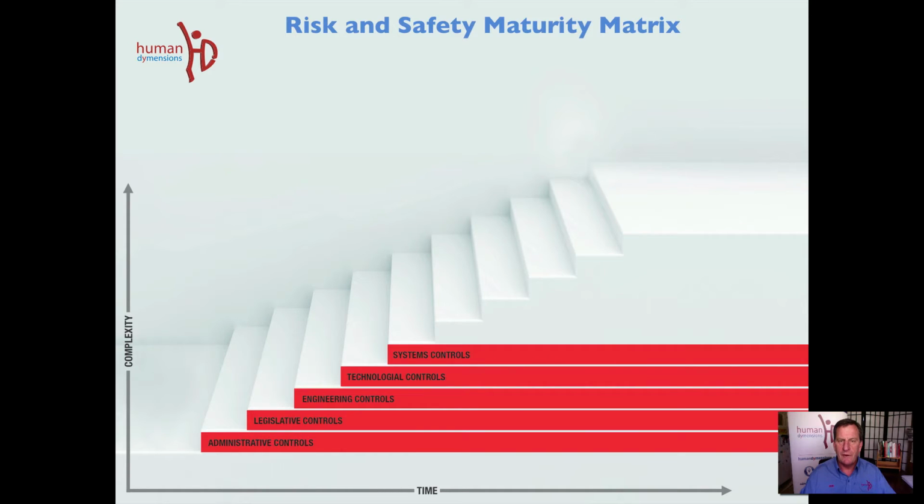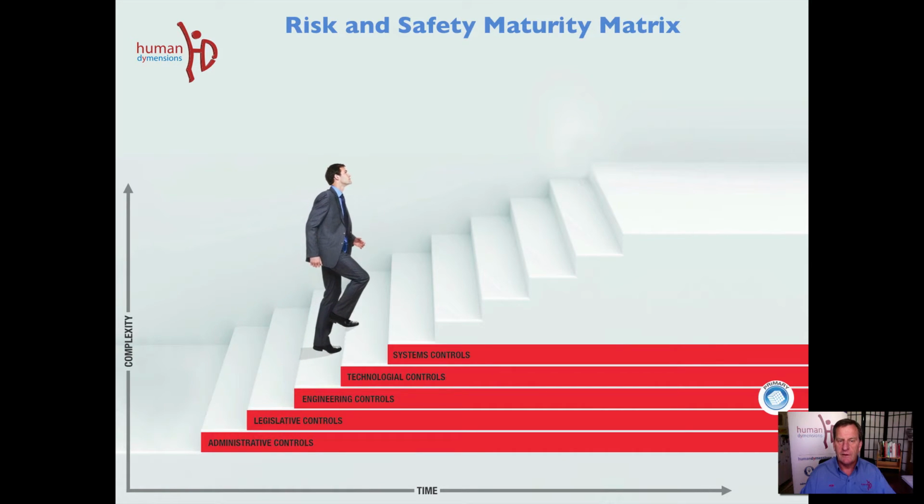The final foundational stage of developing risk and safety maturity is systems. These five combined form what I call primary levels of risk and safety consideration. But they're not the whole story. They're just the foundation. Many organisations do these five quite well.